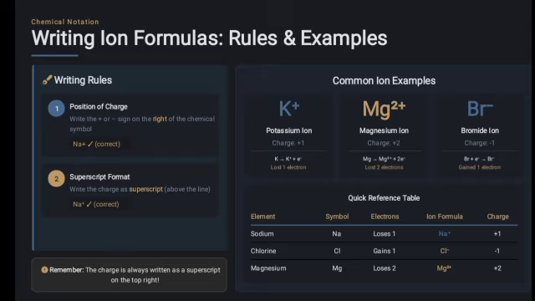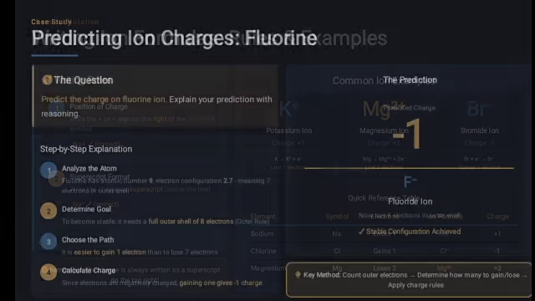And what will be its charge? It's positive 1. For chlorine, it is gaining one electron, so its ion formula will be Cl negative. And what will be its charge? Negative 1. For magnesium, it is losing two electrons, beta, and its ionic formula is Mg2 positive. And what is its charge? It's positive 2.